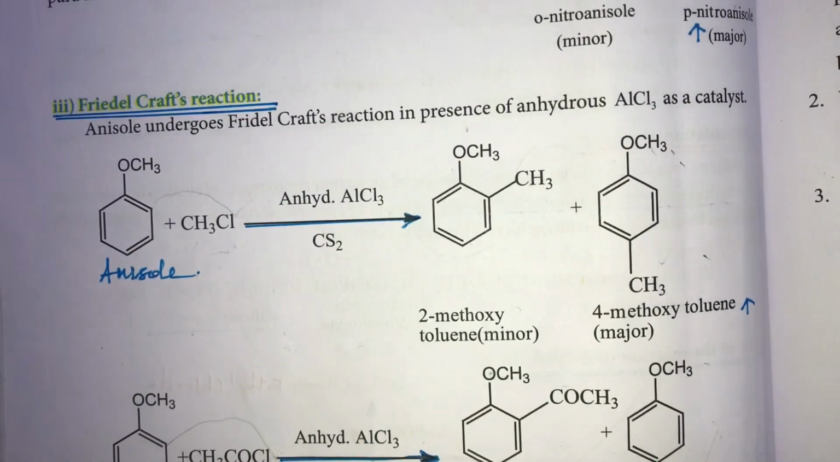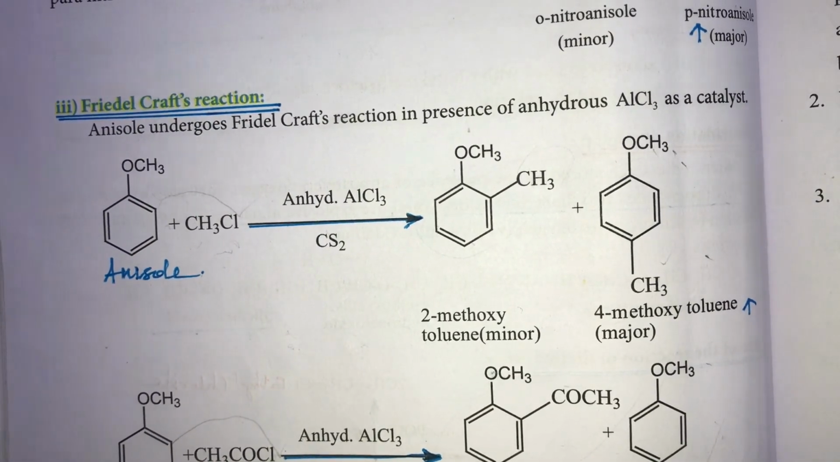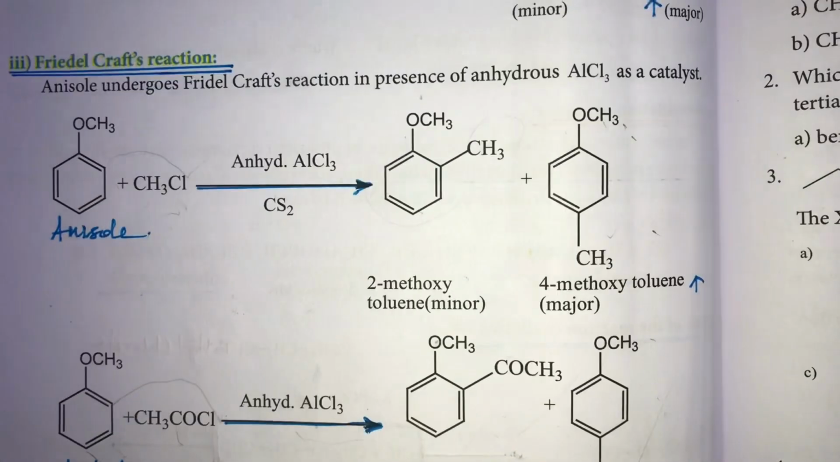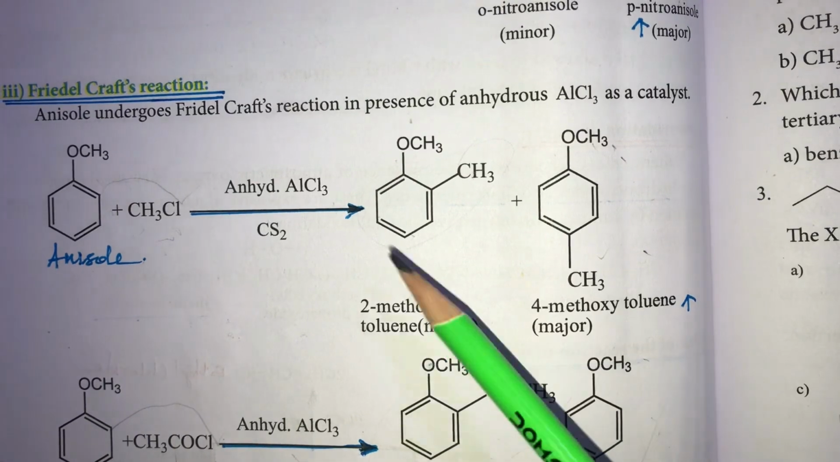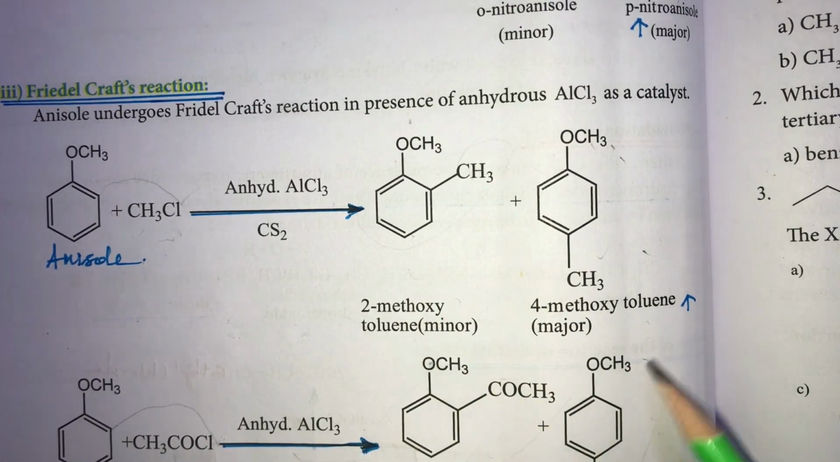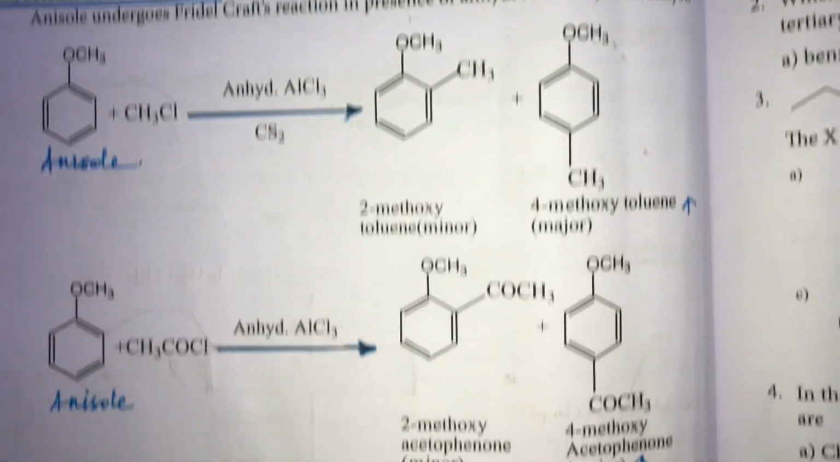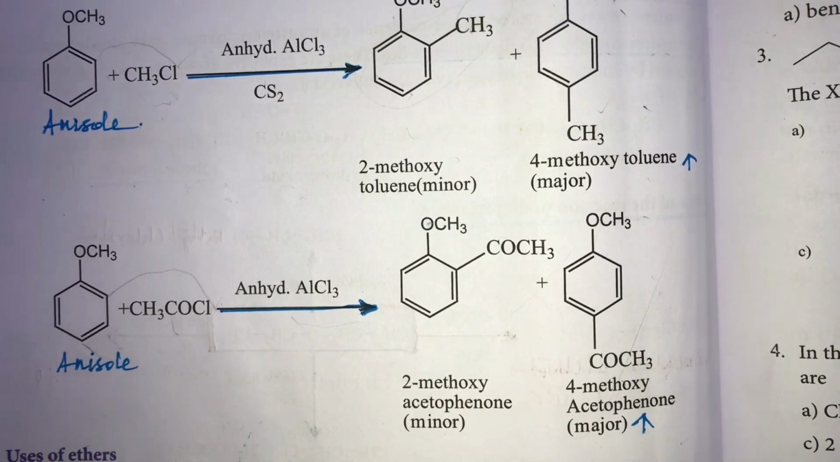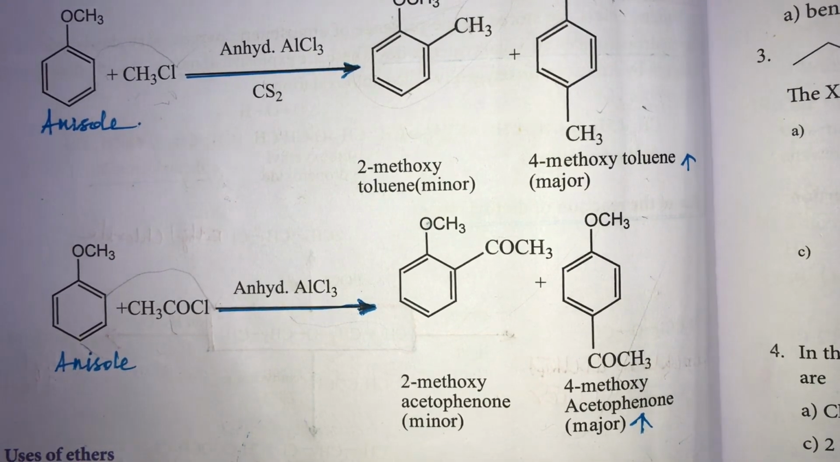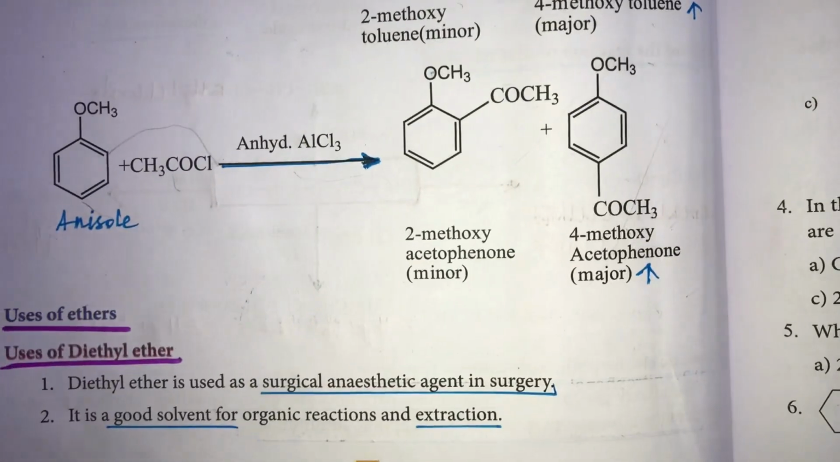So, Friedel-Crafts alkylation and acylation of anisole. Friedel-Crafts alkylation takes place with anhydrous aluminum chloride as catalyst and carbon disulfide. Here the ortho isomer and para isomer are formed: 2-methoxytoluene and 4-methoxytoluene. Anisole on acetylation using acetyl chloride forms 2-methoxyacetophenone and 4-methoxyacetophenone.